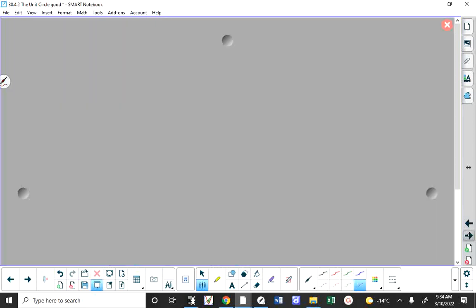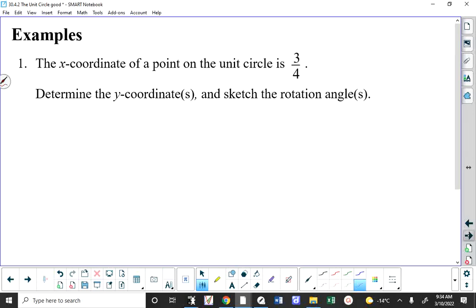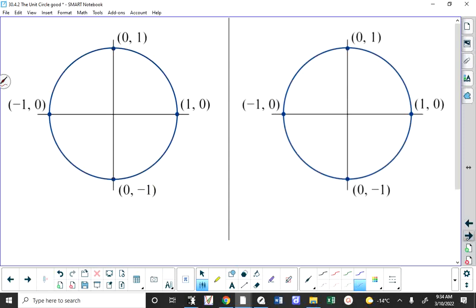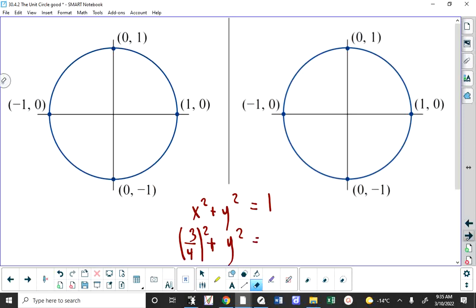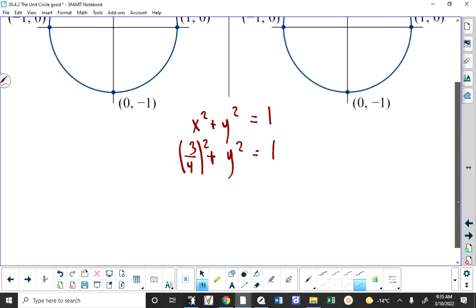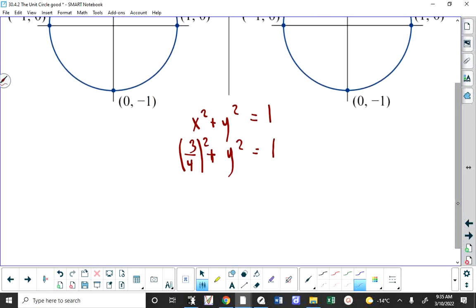All right, let's take a look at some examples based on that warm-up. The x-coordinate of a point on the unit circle is 3/4. What is the y-coordinate? And then we're asked to sketch it. So if I want to find the y-coordinate, then I'm going to use x squared plus y squared equals 1, because it's a point on the unit circle. And I'm going to pressure you to not use your calculator here. Okay? I know it's easy to do on the calculator, but we're going to graduate to a stage very quickly where that's going to be harmful, relying on it all the time.